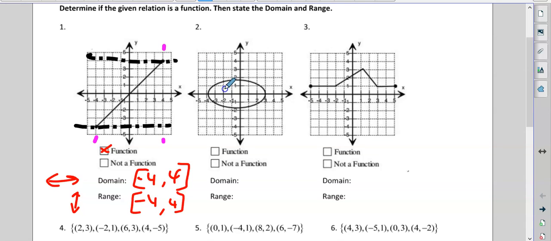All right, for this one, when we drop the vertical line, we hit more than one time. And so therefore, it fails the vertical line test, and we're not going to worry about the domain and range here.